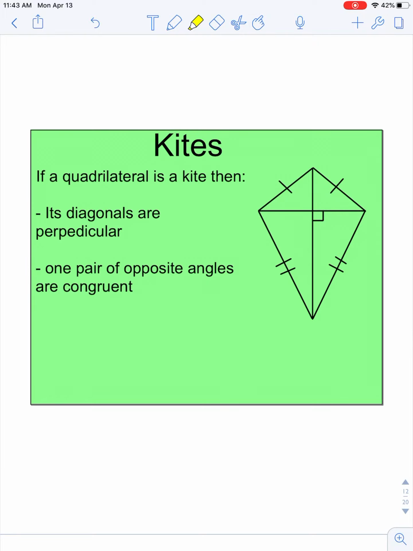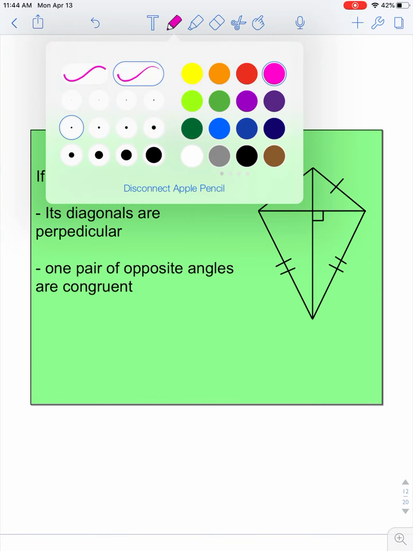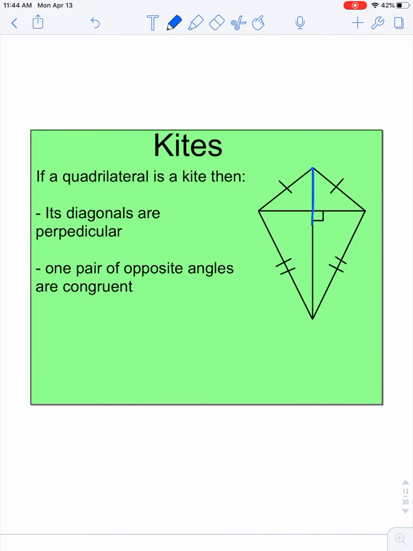Okay, so there's a couple properties of kites. If a quadrilateral is a kite, then we know that diagonals are perpendicular. So what that's telling us is that this diagonal and this diagonal are perpendicular, so all of these angles will be right angles.